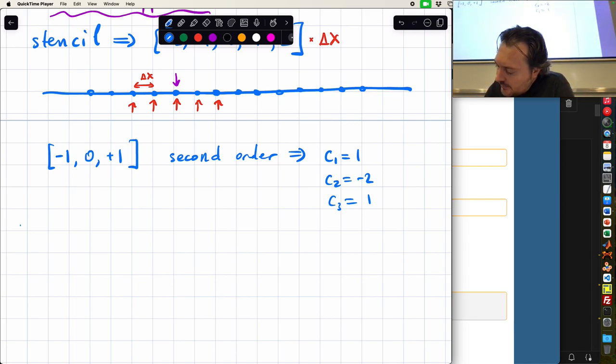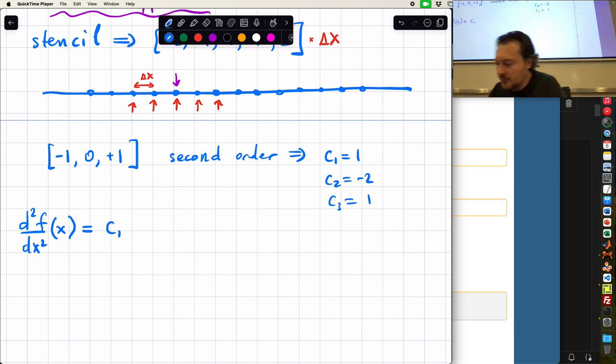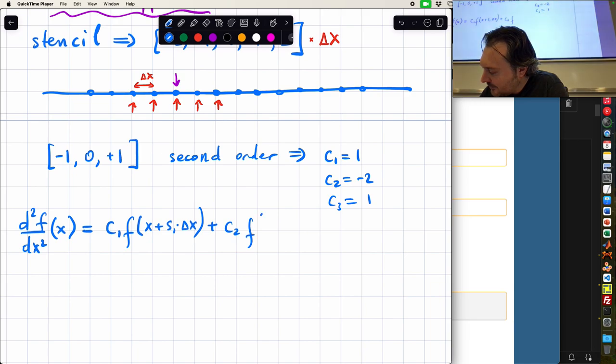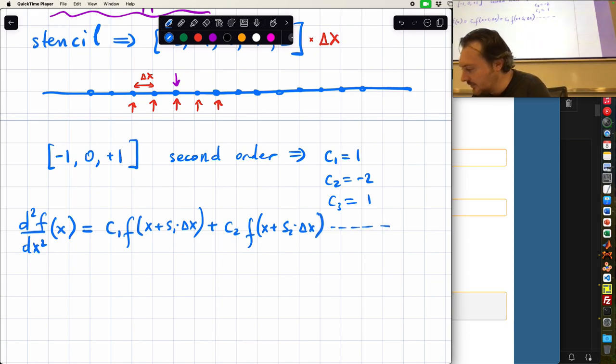Let's say you are taking an nth order derivative at a certain point, x. Then what you are claiming is that this derivative is equal to c1 times a function at x plus s1 times delta x, c2 times f at x plus s2 times delta x, and it goes on until you reach, let's say, c5. But you get the pattern here, right? Are you with me? Yes.